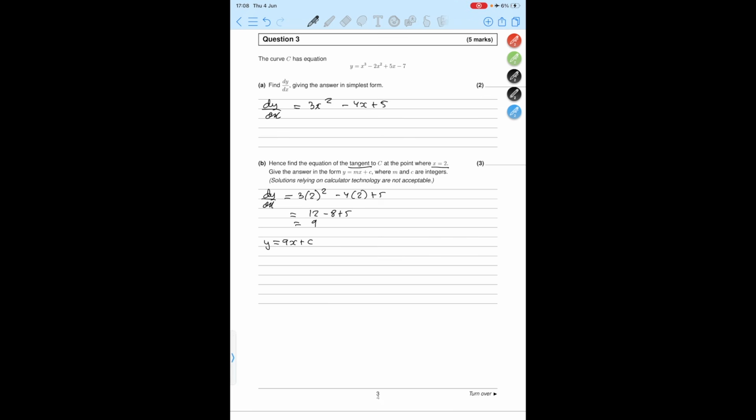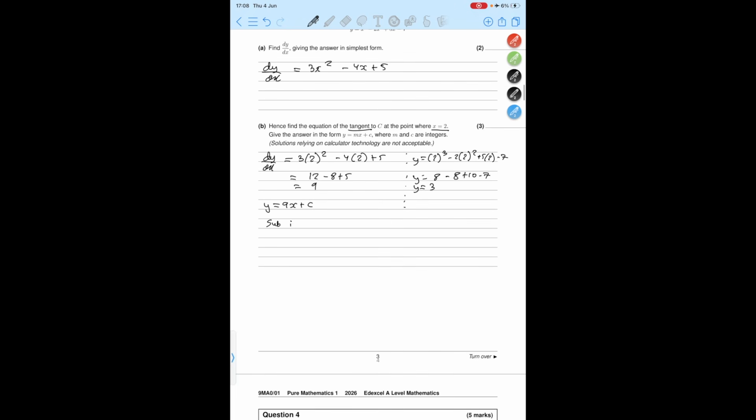When x equals 2, let's just quickly find out what f of 2 is for this function here. So what is y when x equals 2? So 2 cubed minus 2 squared plus 5 times 2 minus 7. So that gives you 8 minus 4 plus 10 minus 7. So y equals 3. So let's sub in now (2, 3) into this equation here. So 3 equals 9 times 2 plus c. 3 equals 18 plus c. So c equals minus 15. So now we can say that y equals 9x minus 15.